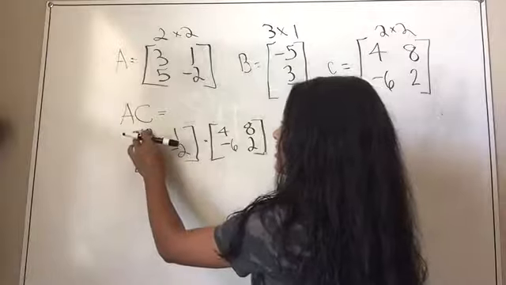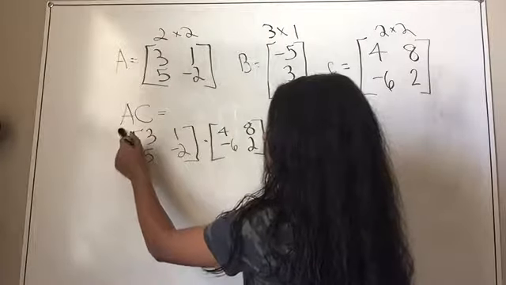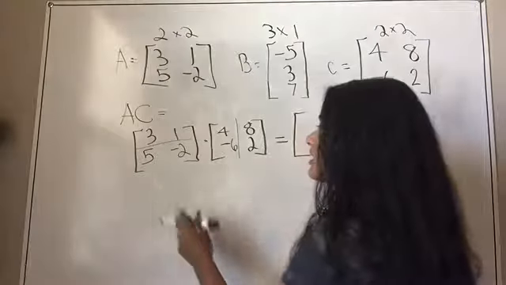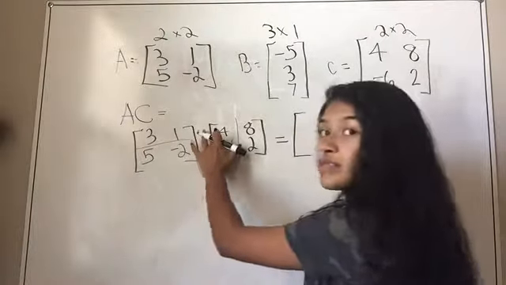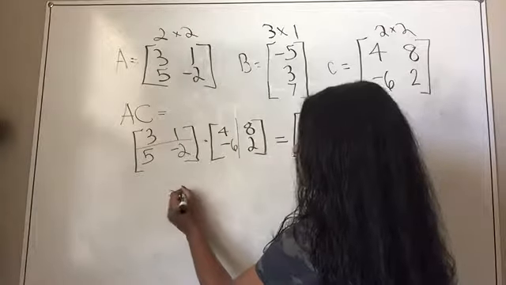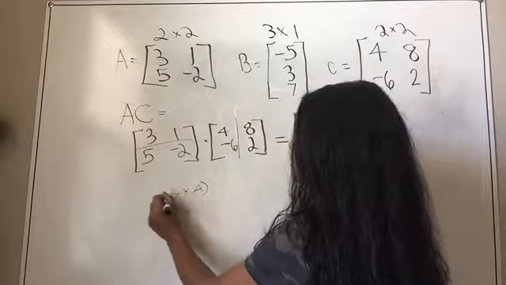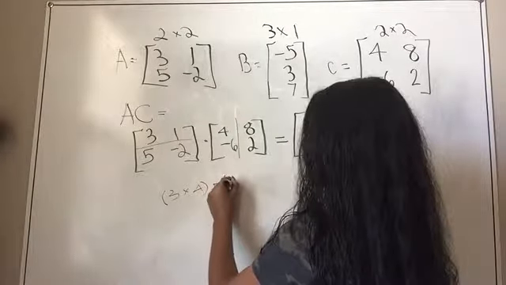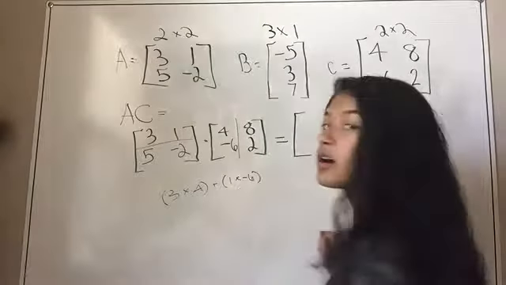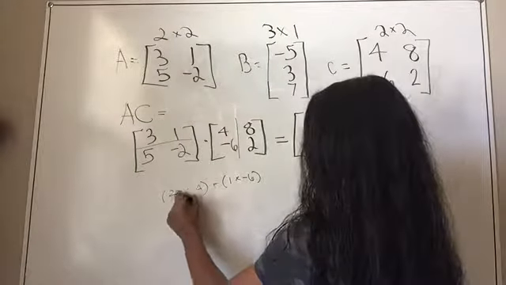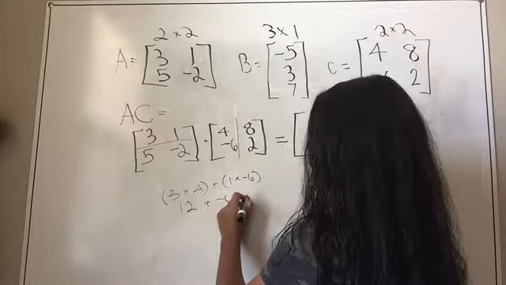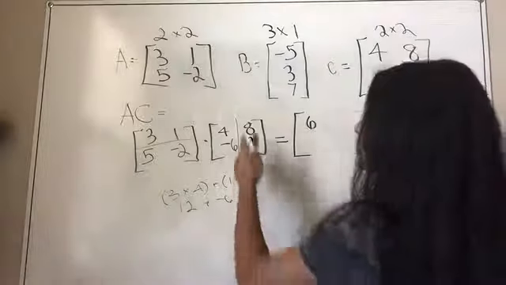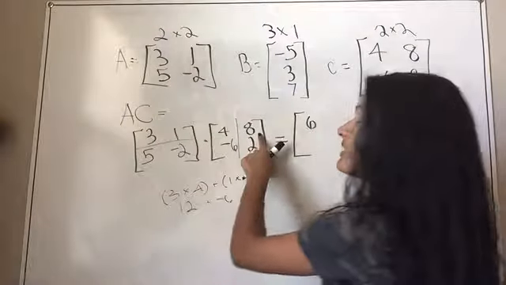So we're going to go this first row by this column, row, column. So 3 times 4, okay, I'm just going to write that down here. 3 times 4 plus 1 times negative 6. All right, so 3 times 4 is 12, plus negative 6 is 6, so we're going to put a 6 here. Now, to do this side, we're going to do the same row, but by this column.